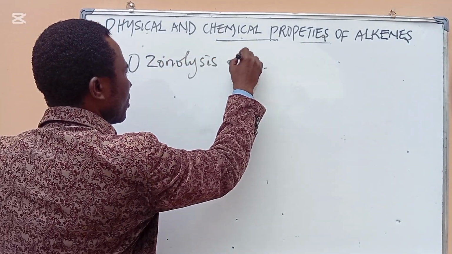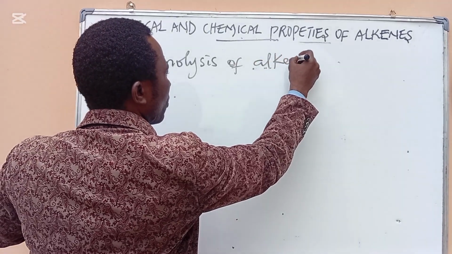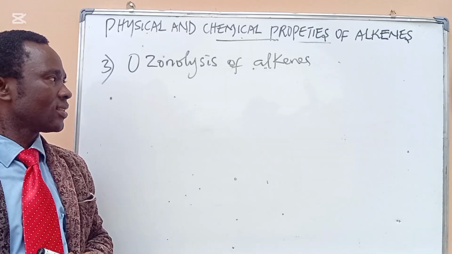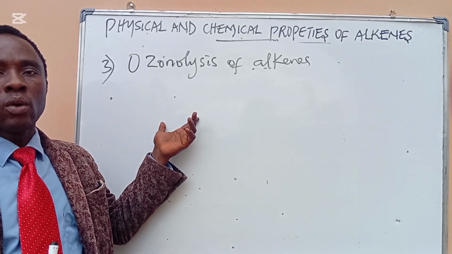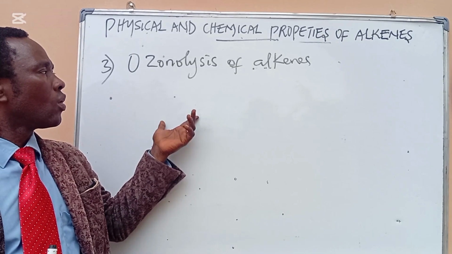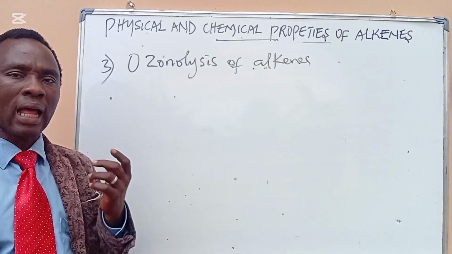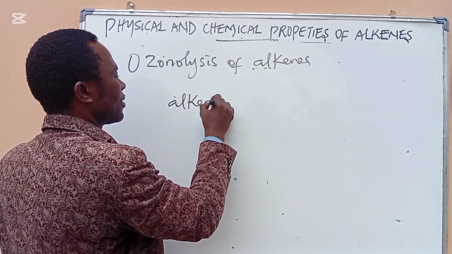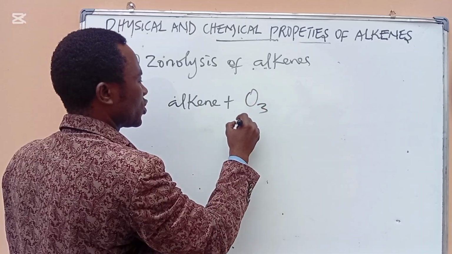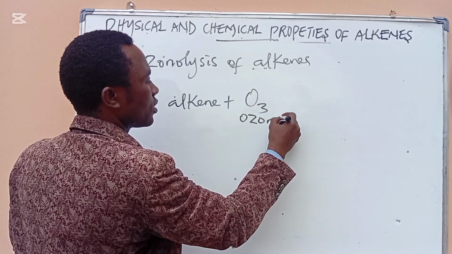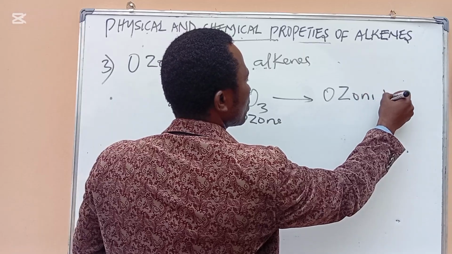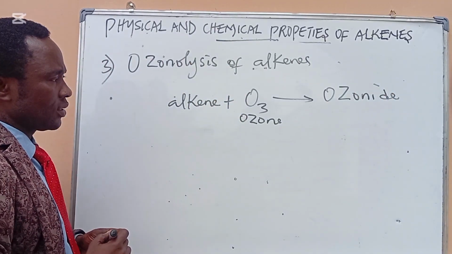Ozonolysis of alkenes. What is ozonolysis of alkenes? Ozonolysis of alkenes is the addition of ozone to alkenes to give you an ozonide. So when we have alkene plus ozone, it will give us an ozonide.